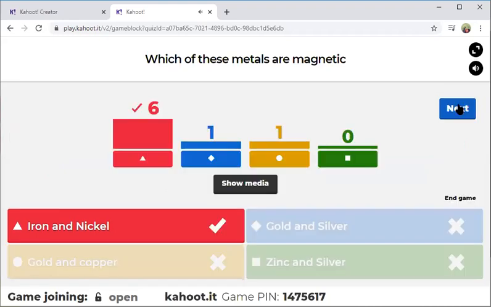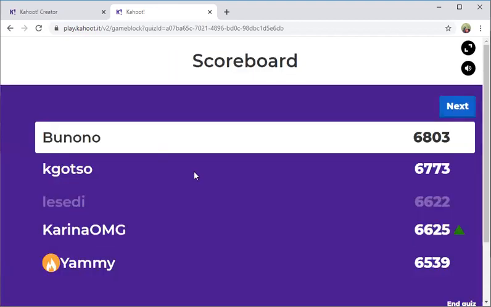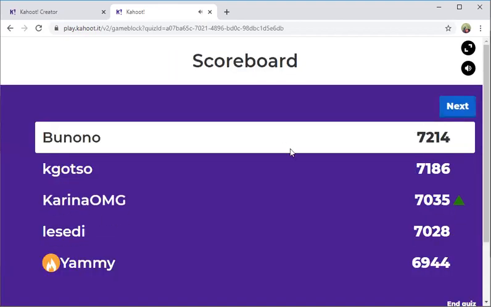All right, awesome. So guys, 6 of you got it correct. It is iron and nickel. And remember, the third one is cobalt. All right. So yesterday we used an acronym of ICN to remember the magnetic metals, and it is iron, nickel, and cobalt. And in this case, iron and nickel are magnetic. All right. Awesome, guys. So we have Bonono, Kotso, Karina, Lesedi, and Yemi. Right?